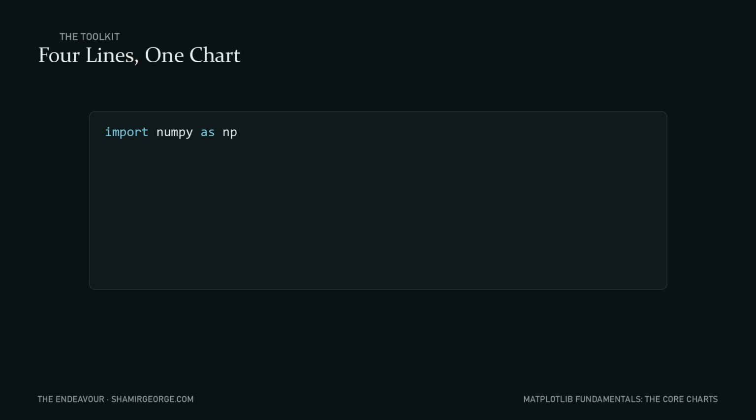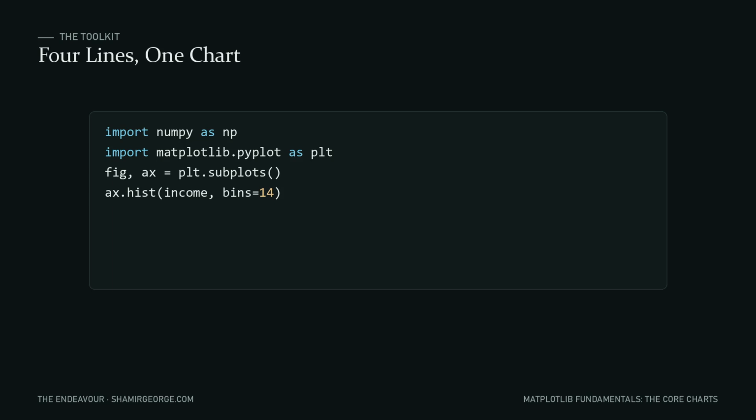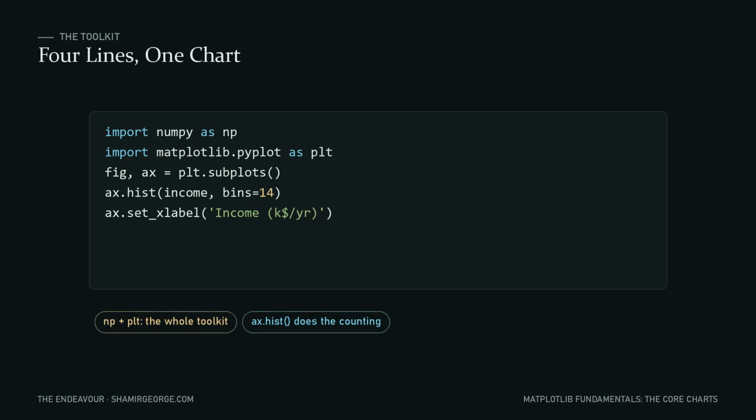You only need 2 imports and 2 lines of real work to build a histogram. NumPy holds the income array, Pyplot builds the figure, and hist does every bit of the counting for you, sorting 90 values into columns and stacking them without you writing a single loop. Everything from here is really just tuning the arguments you hand to that one function.